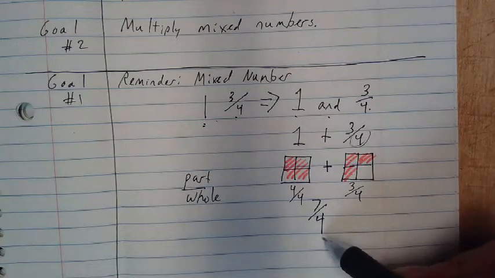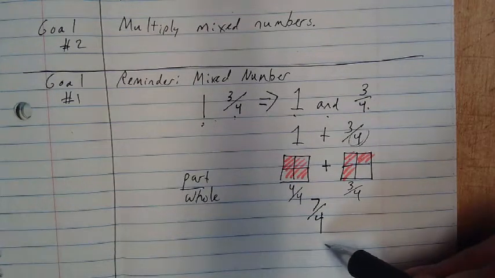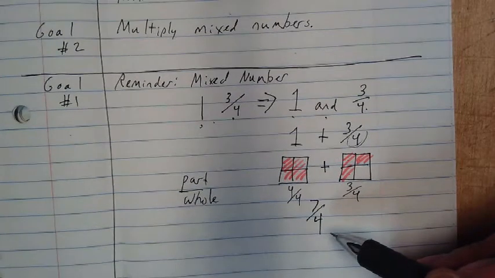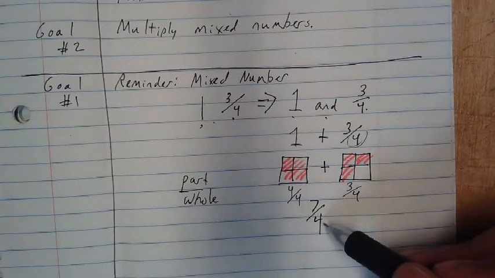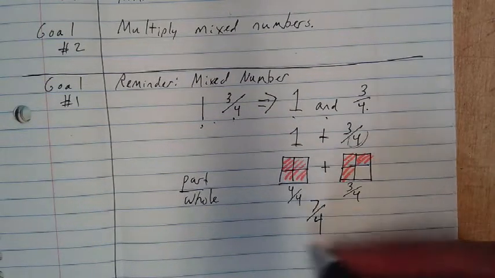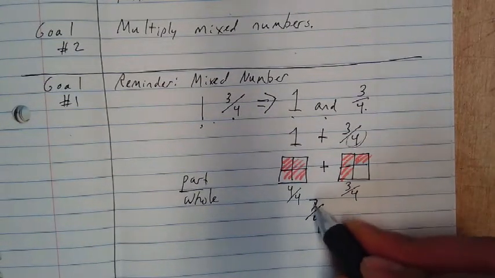Now this is an improper fraction. There's nothing wrong with it, but it's not really what a fraction is. A fraction is supposed to represent less than 1, and this is actually more than 1. And there's the proof, 1 and 3/4. So to convert back, you would just divide the numerator by the denominator.